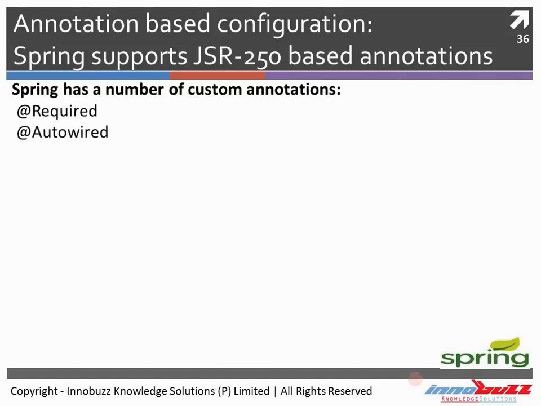And there is @autowired. So auto-wiring can be configured for a number of different approaches: constructor, setters by type, setters by name. So therefore with autowired, you can eliminate the additional XML in your configuration by using the autowired annotation.